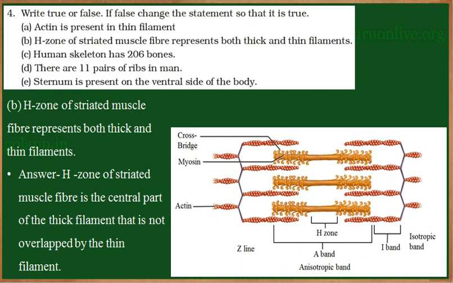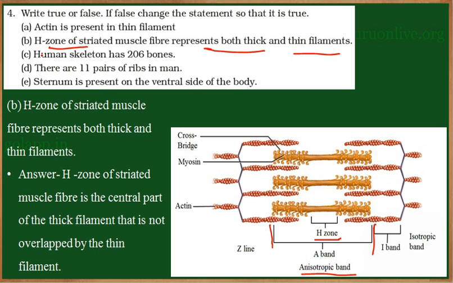Now the next statement, H zone of striated muscle fiber represents both thick and thin filament. So let us see whether the statement is true or false. Now this is the H zone of myosin filament. This H zone is present inside the anisotropic band. This whole region is called anisotropic band. It is called so because there are two different types of proteins, actin and myosin. And there is a particular region called H zone which has only myosin filament. So this is about the H zone.